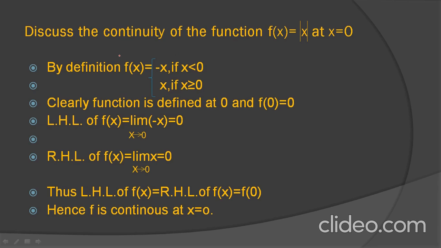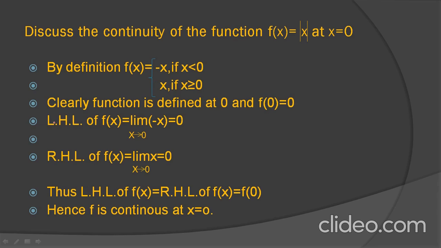Now we know the definition of mod x function. It is defined as f of x equal to minus x if x is less than 0 and x if x is greater than or equal to 0. Now here we can see that the value of the function at x equal to 0 is equal to x. If we put x equal to 0 in x, it becomes 0.